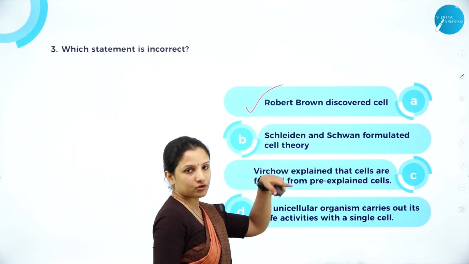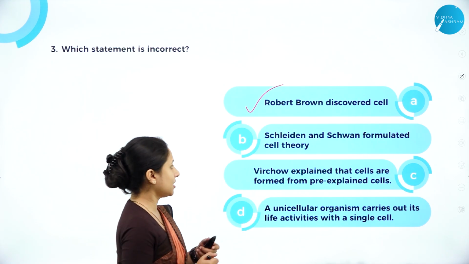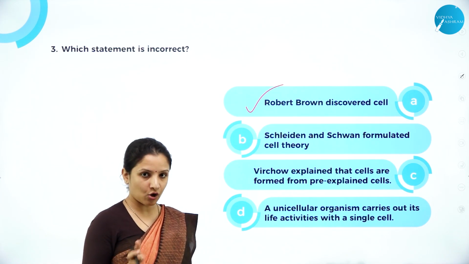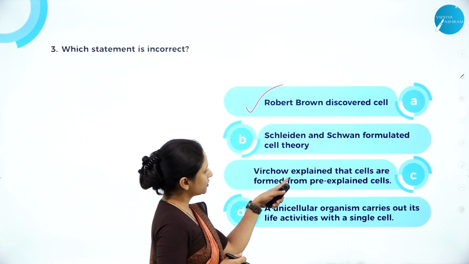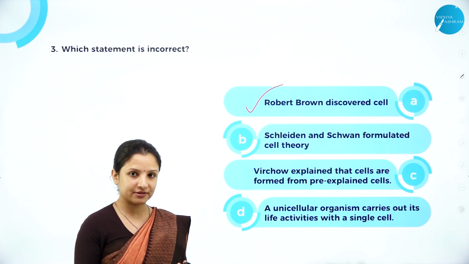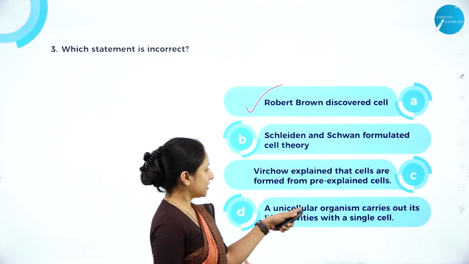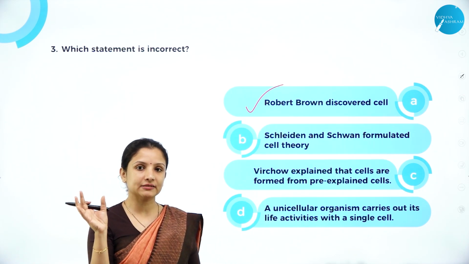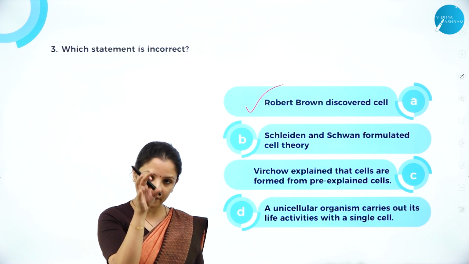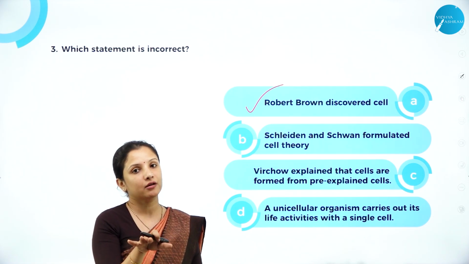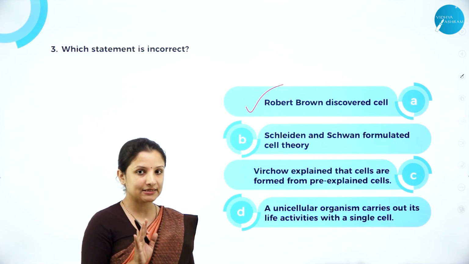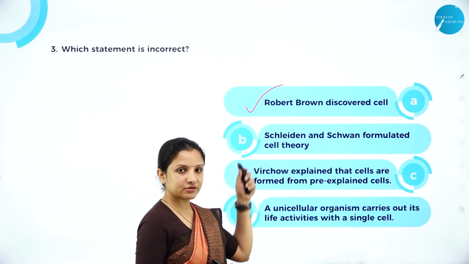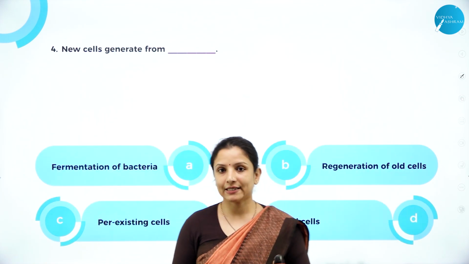Schleiden and Schwann, of course, contributed to the formation of cell theory, wherein they stated that all organisms are made up of cells and their components. Virchow also contributed to cell theory, and a unicellular organism carries out its life activity within a single cell. Yes, because I told you in the first slide itself, a unicellular organism is made up of a single cell and all the activities of that organism take place within that single cell itself. So, since all these statements are correct, answer A is the right option because that is the wrong statement here. Moving to the next question.